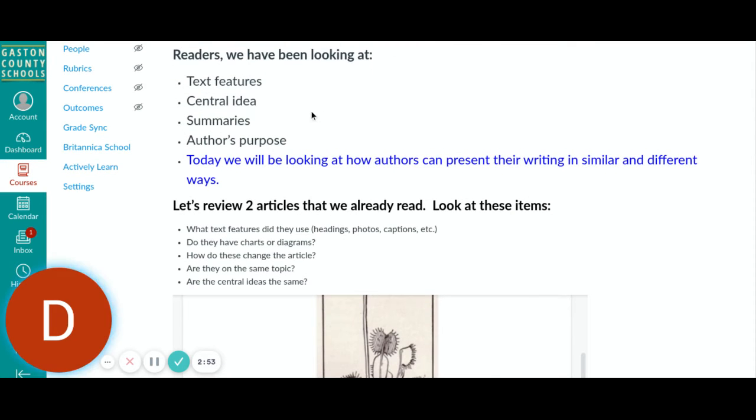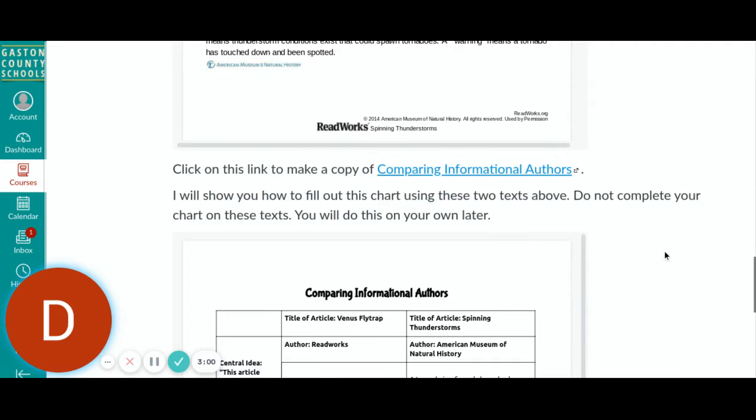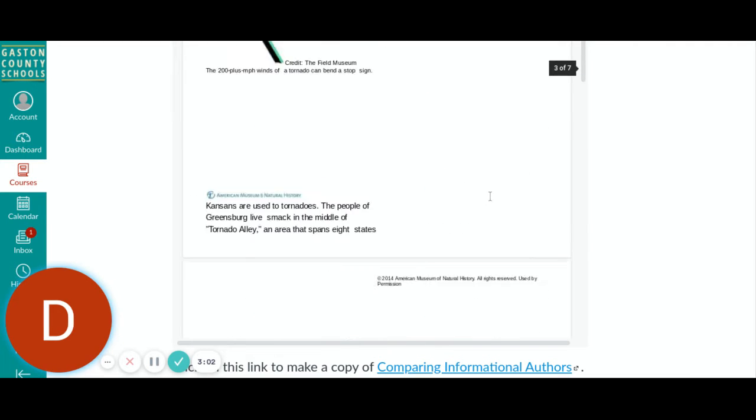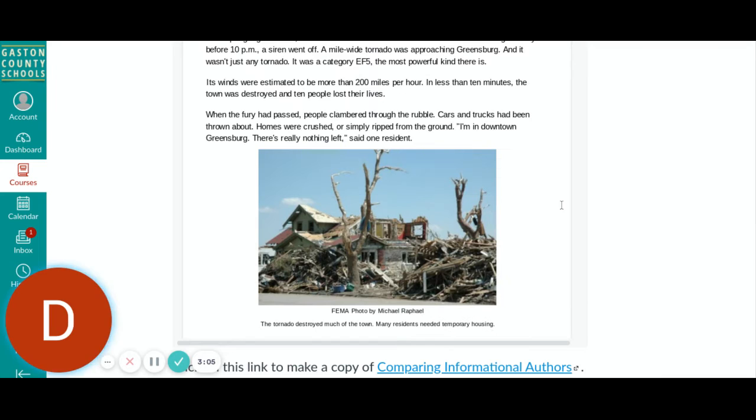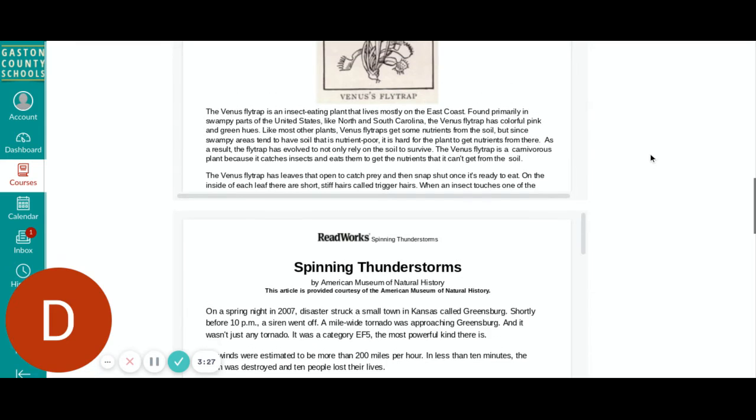Okay, let's look up here. Are they on the same topic? Well, this is about the Venus flytrap, and the other is about tornadoes. So at first glance, they don't seem to be on the same topic. You know, one's a plant and one's a storm. But when you think about it, they are on the same topic if you think of that they're both about things in nature. So they could be on a similar topic. But their central ideas or main ideas are very different.